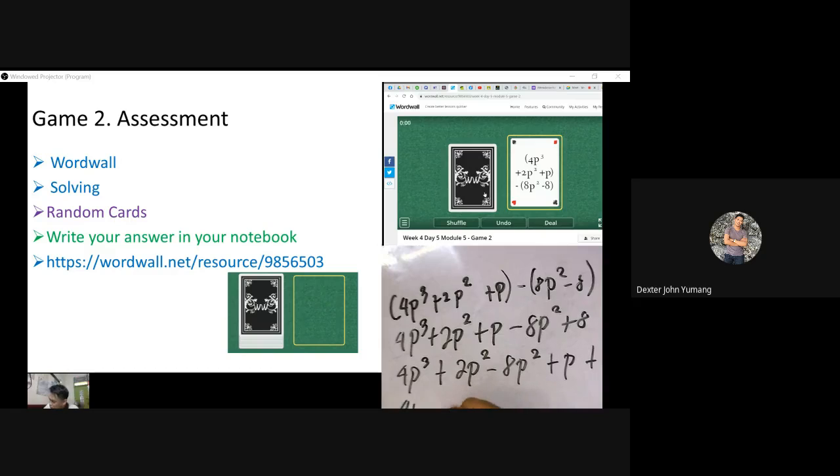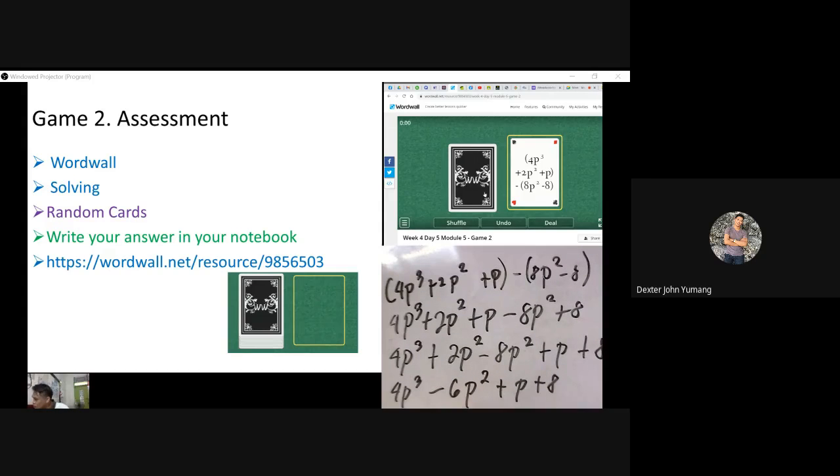So 4p cubed plus 2 minus 8. So meron kang pambayad na 2 pero 8 yung utang mo. So may kulang ka pa na 6. So negative 6p squared plus p plus 8. So that is the answer. So 4p cubed minus 6p squared plus p plus 8. So Chester, minalas din si Chester kasi sa kanya ito nabigay.